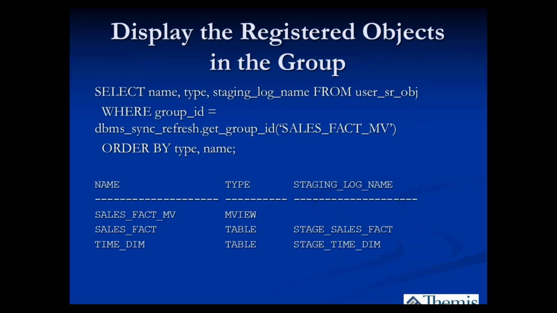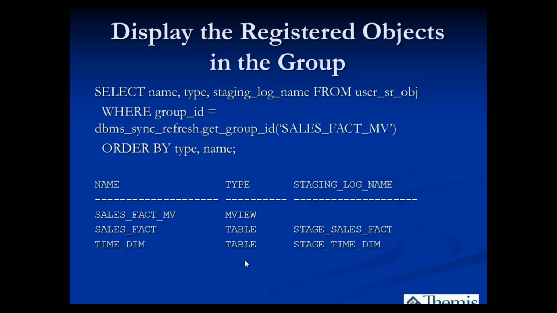And if we take a look here, here's another data dictionary view up here. You can see in my from clause, I'm selecting information based on the group ID, and I'm getting the group ID in that DBMS sync refresh package. There's a function called get group ID, and I just pass it the materialized view name. It gets the group ID for that, plugs it into the query, and now you can see down here the results of that. Again, this step would be optional, but I like to do it at least as we're setting up things.